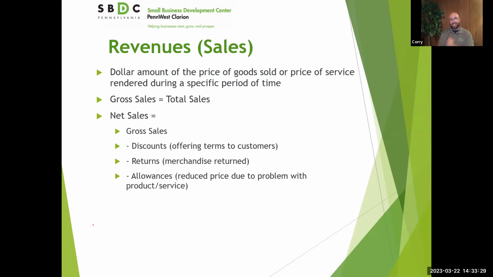Your net sales, though, is calculated by this equation right here. Take your gross sales minus any discounts that you're offering to your customers, minus any returns that have come back to you, minus any allowances, reduced price due to a problem with a product or service. Subtract those things away from your gross sales, and you'll be left with your net sales.